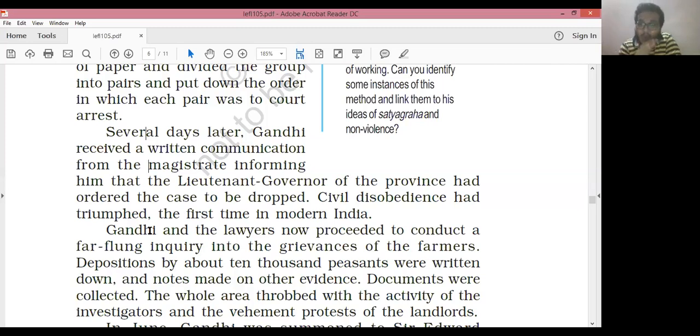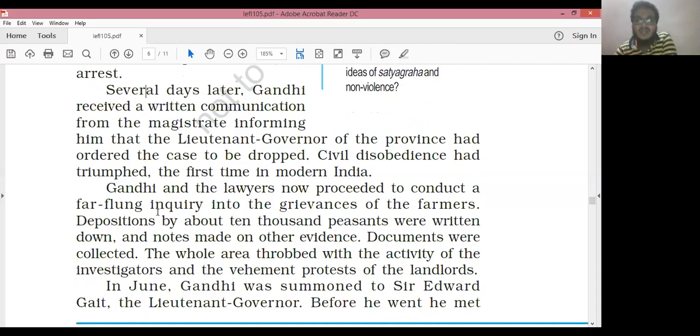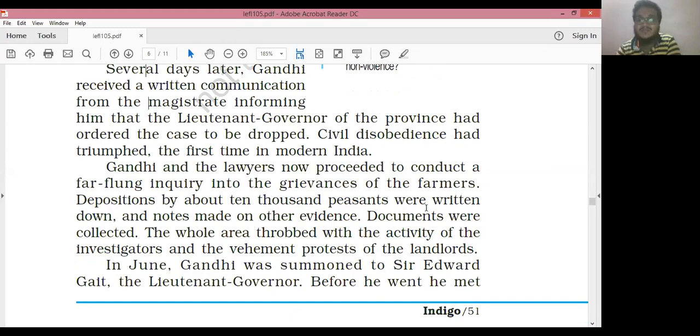Peacefully, the Britishers were brought down and Indians were superior. Understood, students? Next, Gandhi and the lawyers now proceeded to conduct a far-flung inquiry. So now they set up an inquiry into the grievances of farmers. What is the farmers' problem? How deep into the roots did they go? Depositions by about 10,000 peasants were written down, with written proof, and notes made on other evidence. Events were recorded, reports were made, and documents were collected. The whole area throbbed with the activity of investigators and the vehement protests of the landlords. Now there was strong protest from the landlords, and investigation was going on, and due to this activity the people were shaking and Britishers were disturbed. What is happening?